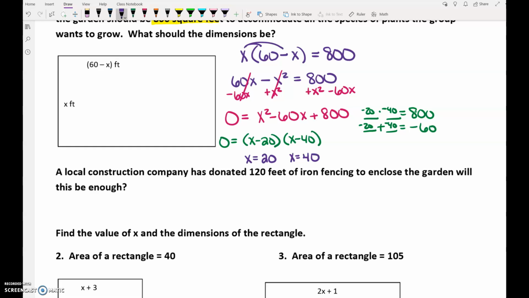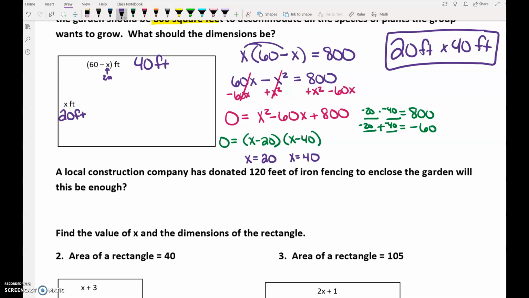If we use 20 in place of this x, this side would be 20 feet. And if we use 20 here, 60 minus 20 is 40. So that side is 40 feet long. If you actually used 40 here, you'd have 40 feet by 20 feet. So no matter which way you do it, this rectangle is 20 feet by 40 feet. So that would be your answer for part A.